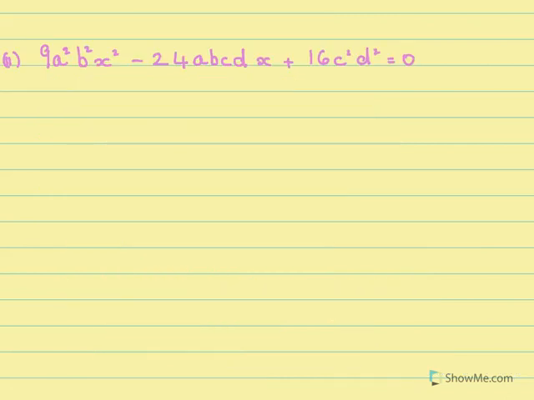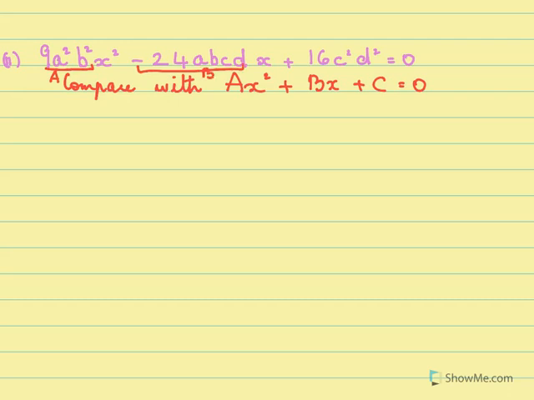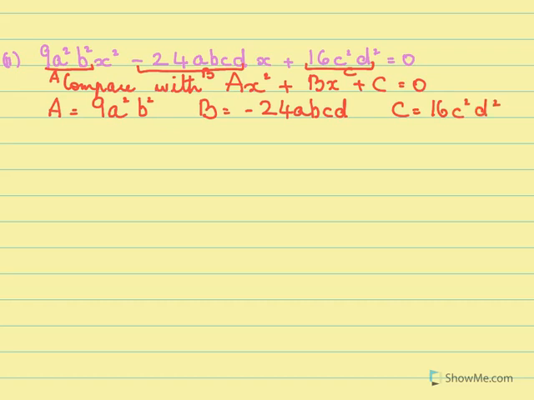For the next one, to find the nature of the roots, we always have to know the D. So we need to compare it with the equation. Now if you notice here, I'm using capital A because the small a they have already used up. AX square plus Bx plus C equal to 0. On comparing, this is A, this would be my B, and this is C. So A is 9a square b square, B is minus 24abcd, and the C is 16c square d square.